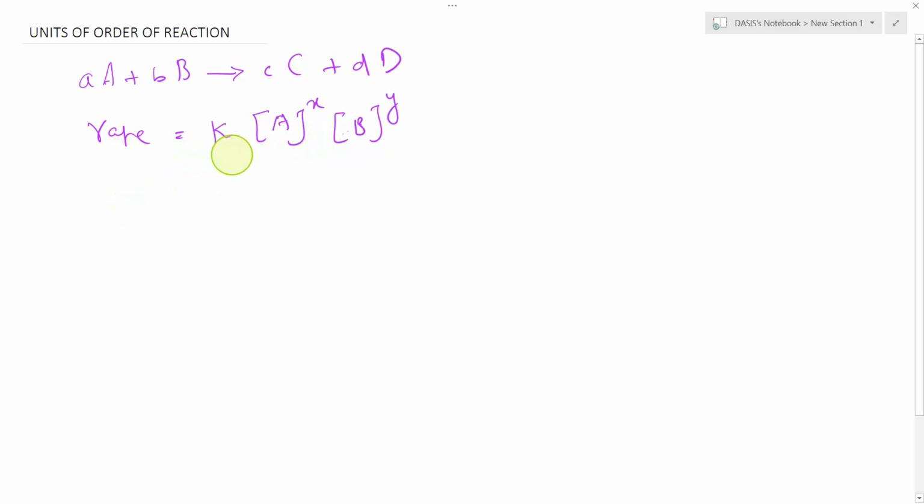So we are going to find out the units of rate constant. Let us take the rate constant here. k is equal to rate by the concentration of the reactant raised to its power.